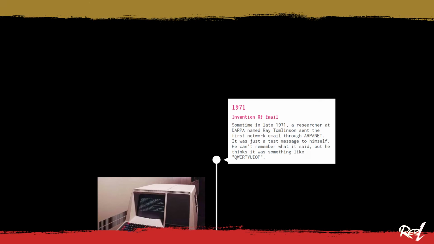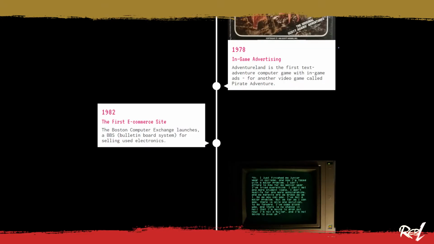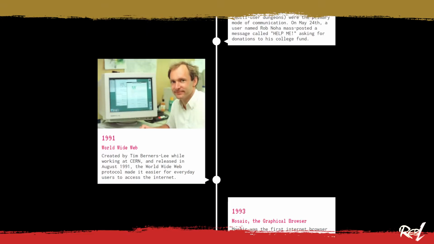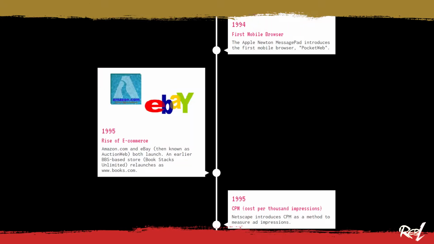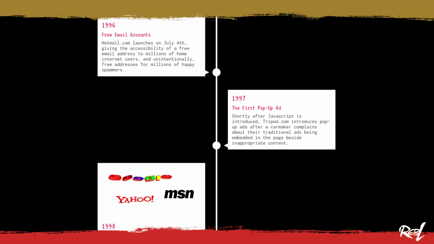All right, so let's start with a little history on modern digital marketing. 1971, it all begins with the invention of email, mostly used by DARPA. And then in 1982, the first e-commerce site was created. 1991, the World Wide Web launches. In 1995, the rise of e-commerce, Amazon.com and eBay both launch, and then we enter into Bookstacks Unlimited, which relaunches as Books.com. Moving on to 1997, the first pop-up ad.